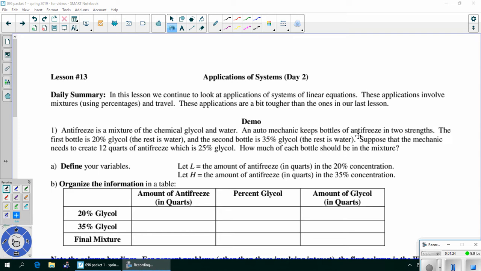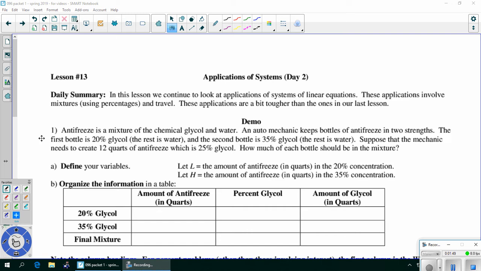Okay, let's give it a shot. As usual, we start by defining variables, and as usual, if you carefully read my question, you will know what the variables should represent. How much of each bottle? Great. L and H for low and high. L can be the amount of antifreeze in the 20% concentration, and H the amount of antifreeze in the 35% concentration. Notice that we have unit words here, both of these in quarts.